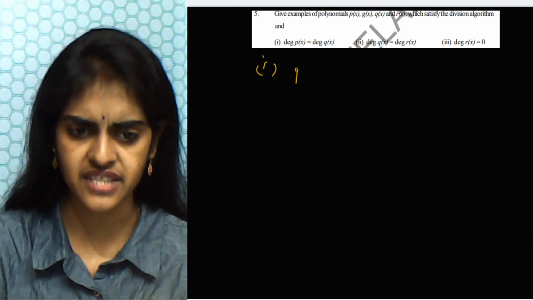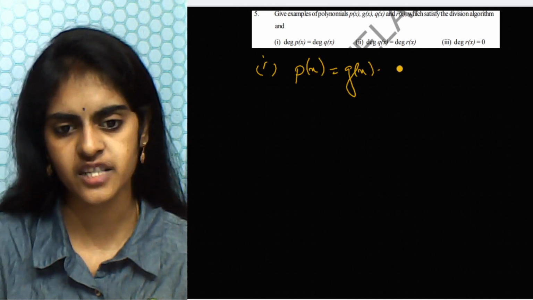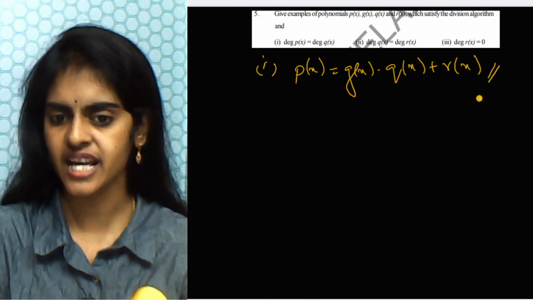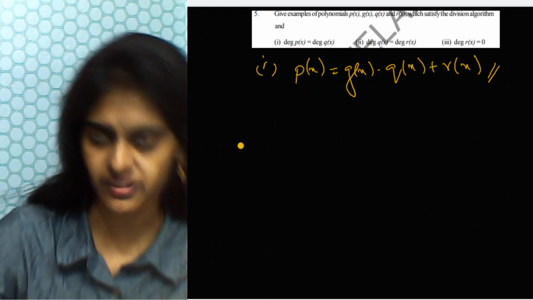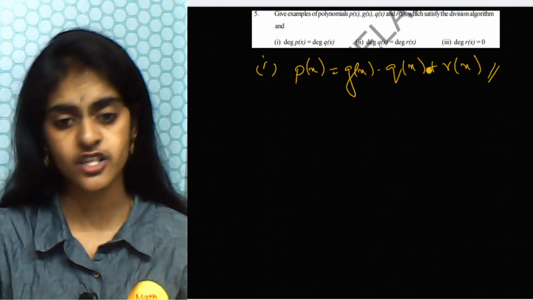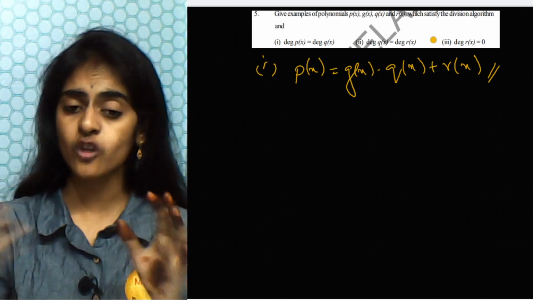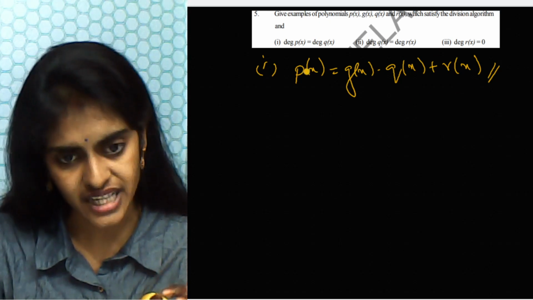So just now we have seen what is the division algorithm. P of x is equal to g of x multiplied by q of x plus r of x. This is the division algorithm. So you have to find p of x, g of x, q of x, and r of x. Clear? You have to find these values which satisfy this division algorithm.